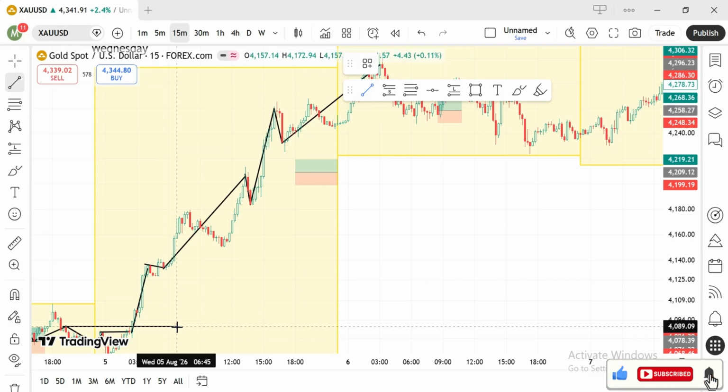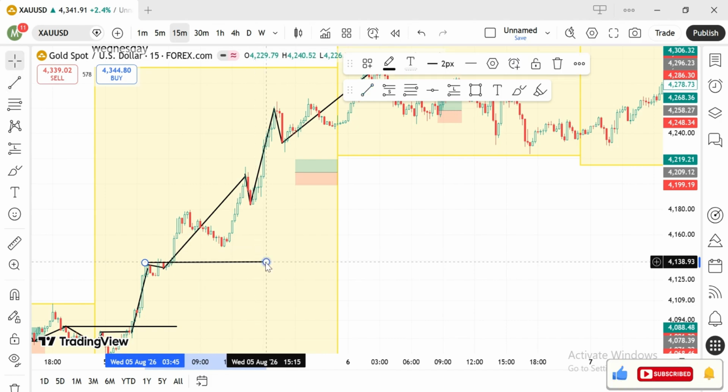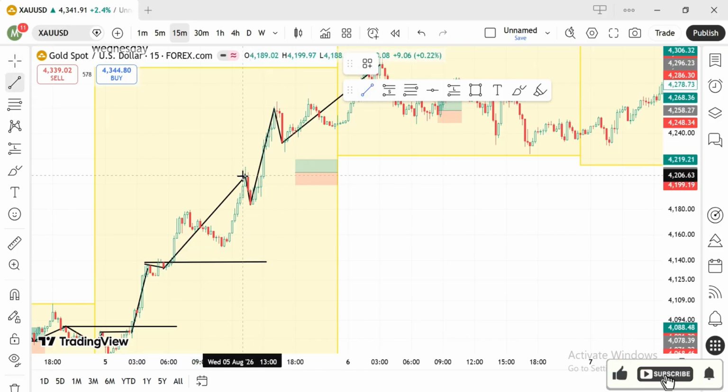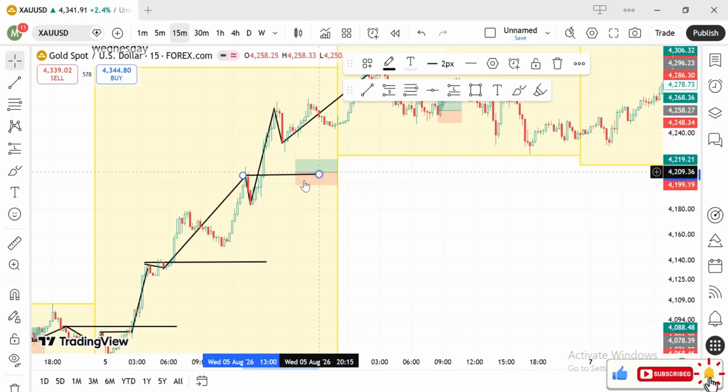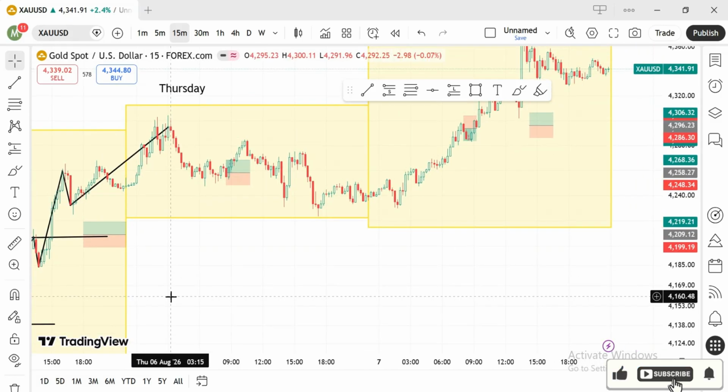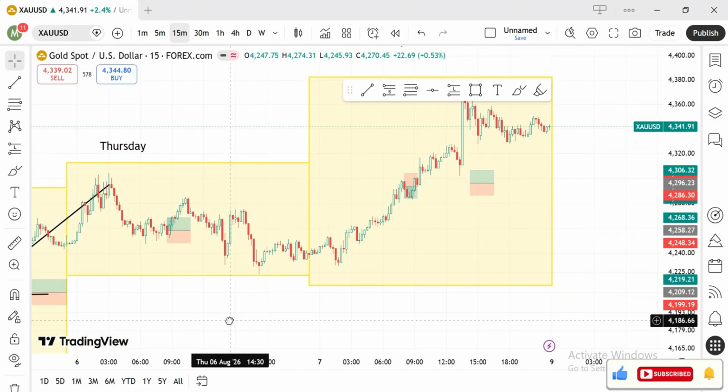This was supposed to come down to this position before going up, but it did not respect it. It broke this structure again. Now this is also supposed to come down before going up, but it came down to this position before going up. Then it just went up. This is supposed to come down, but it did not respect the structure. That was why we did not take any trade. You can see where we've set a buy limit over here, but the market came down here and just went up. So that was how Wednesday just went for us, and we did not take any trade.